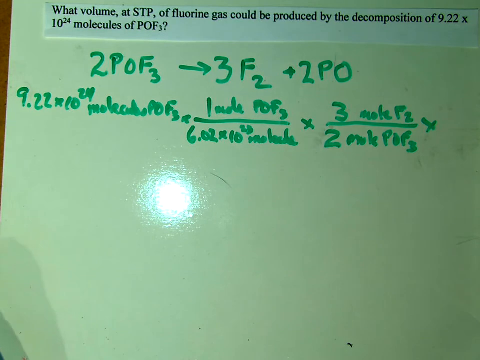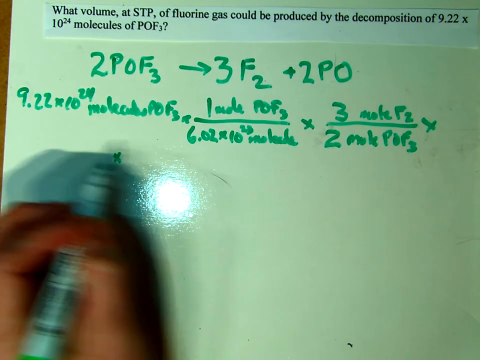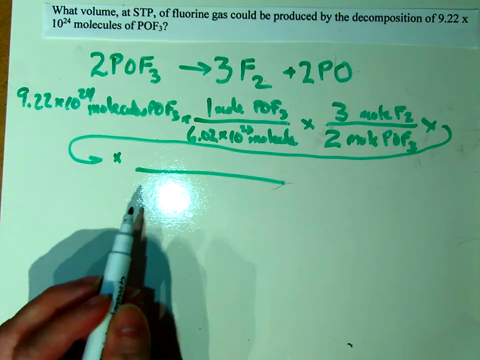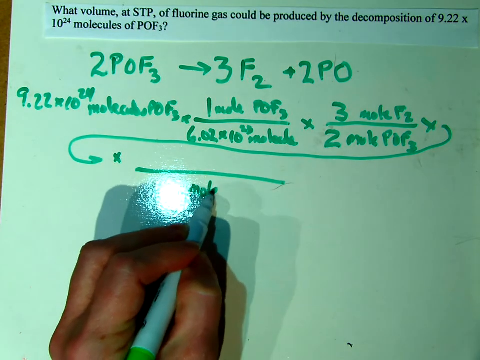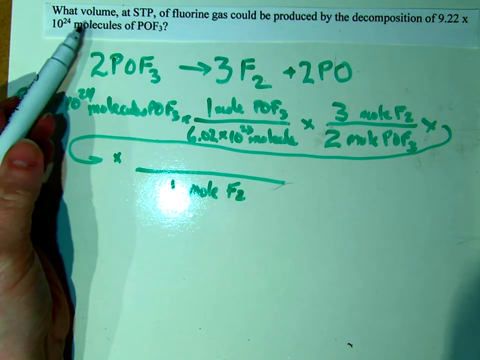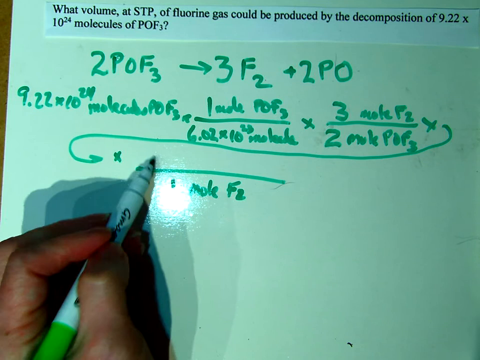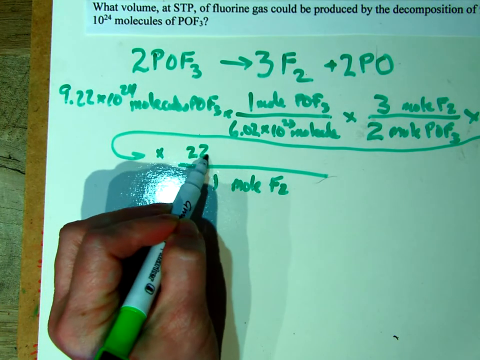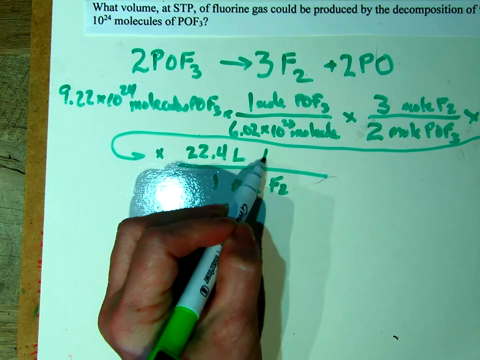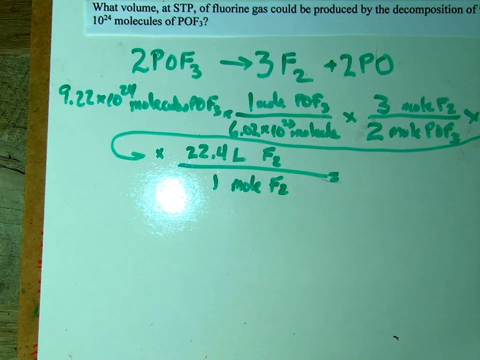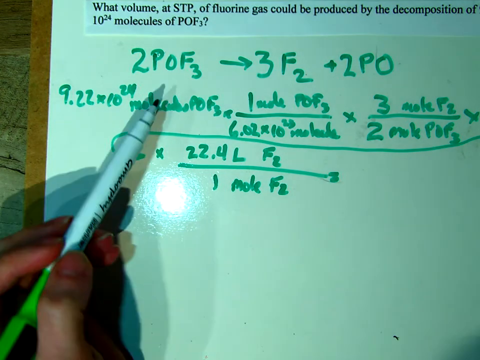Now I'm out of room, and we're going to need one more conversion factor. So let's just continue this over here. And our last conversion factor, we're going to have moles of fluorine gas on the bottom. And it's asking for volume. And you may remember from last semester, at standard temperature and pressure, there's 22.4 liters per mole of gas at standard temperature and pressure.